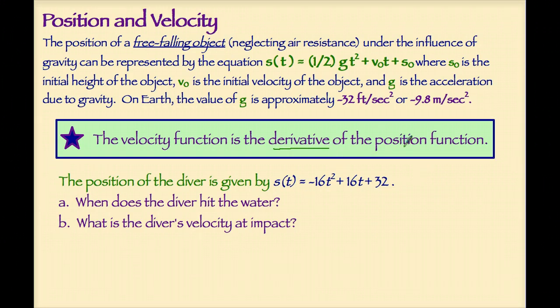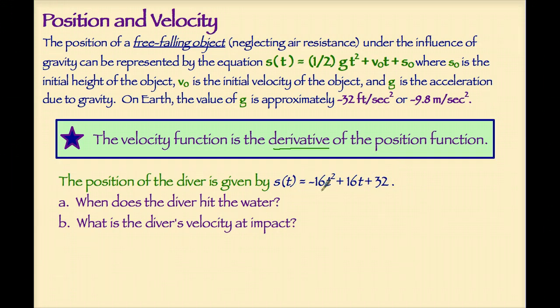So with this information, let's solve this problem. The position of the diver is given by s of t equals negative 16 t squared plus 16 t plus 32. This is the position function of the diver, and it models the height of the diver as he or she jumps off of a diving board. Given what we just read, let's decode this position function.